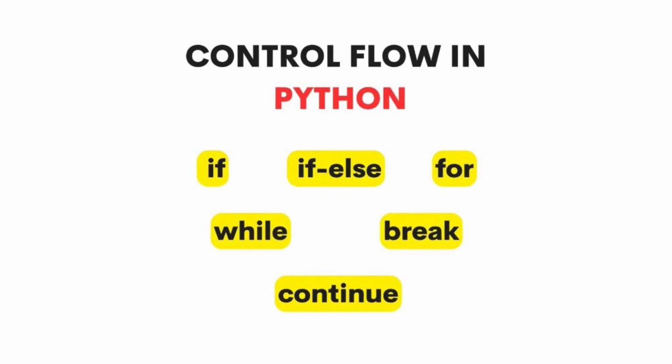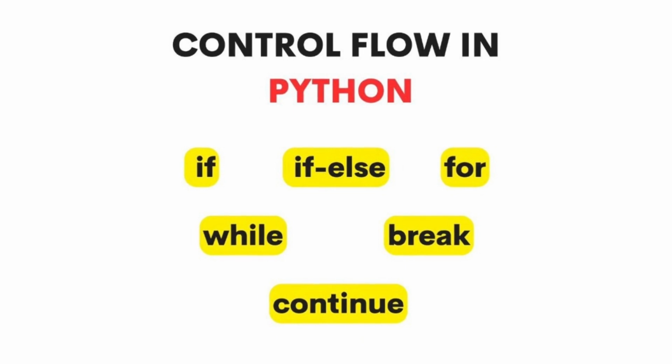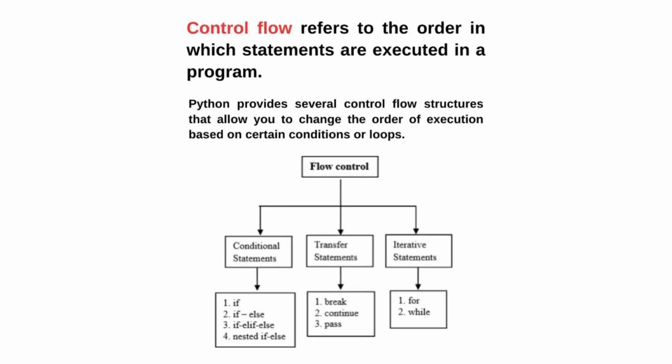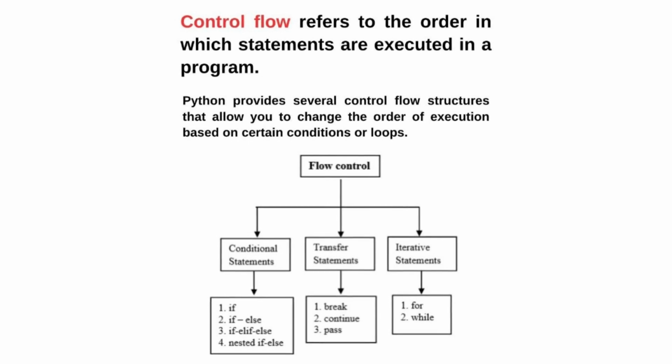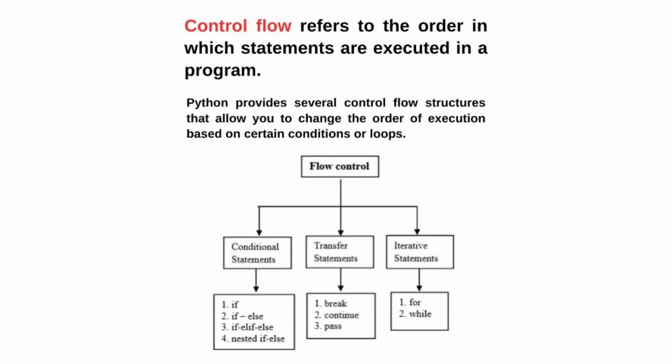In today's tech time, let's see about control flow in Python with code, definition, and example. Control flow refers to the order in which statements are executed in a program. Python provides several control flow structures that allow you to change the order of execution based on certain conditions or loops.